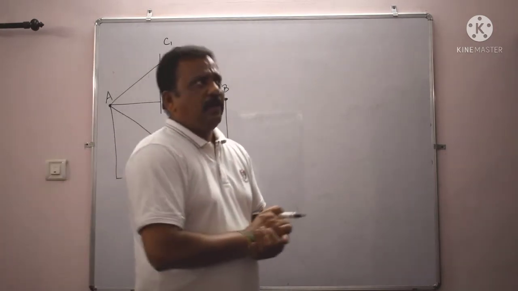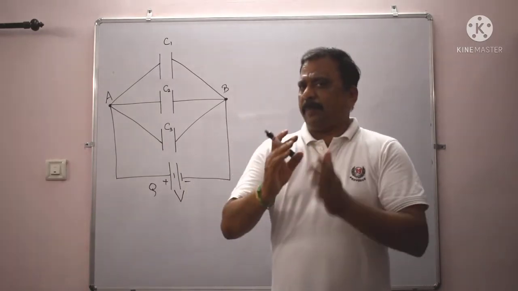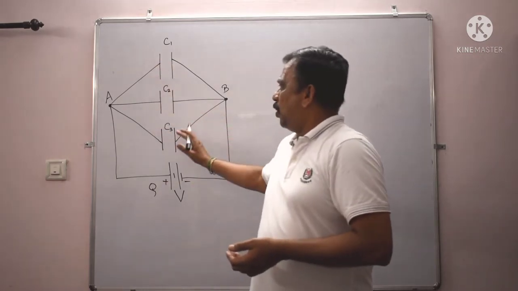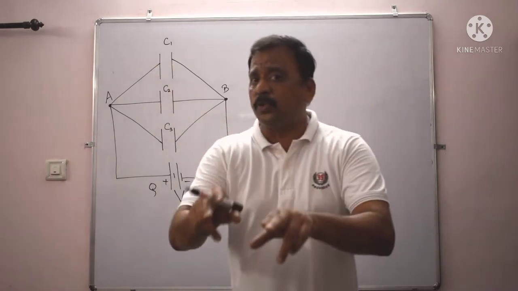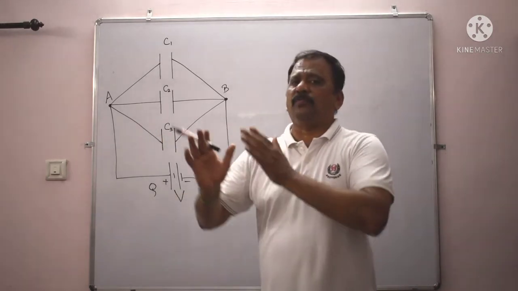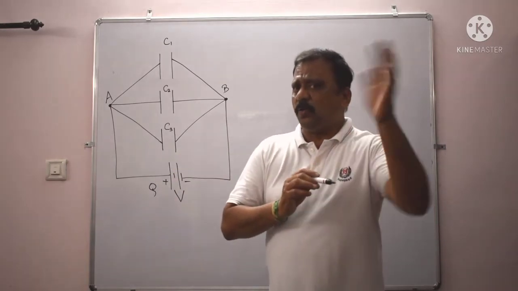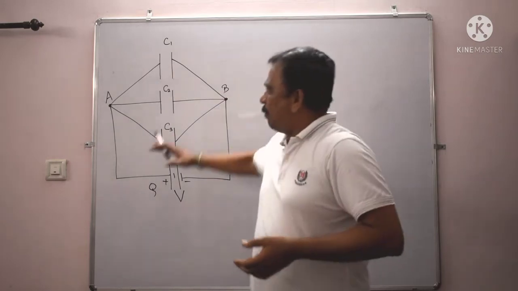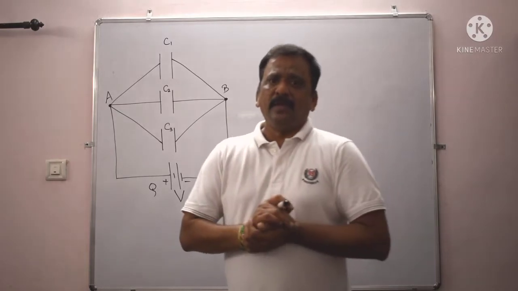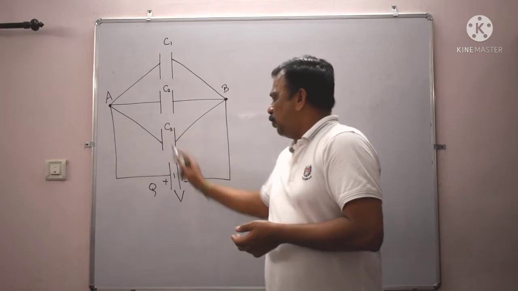In parallel combination, you have to remember 2 important points. Number 1, whenever capacitors are connected in parallel, the voltage across the plates of all the 3 capacitors will be equal to one another and will be equal to the source voltage. It's just opposite to what we saw in series combination. In series combination, the charges are the same and the voltages are different. In parallel combination, the voltages across the plates will be the same. And not only will they be equal to one another, they will also be equal to the source voltage.